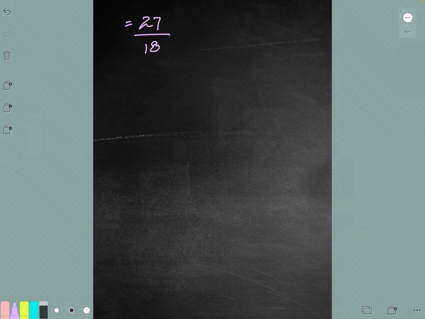And the question says reduce it to the lowest terms. So you can divide it by 9. 9 3s are 27, 9 2s are 18. This is your answer. Dear children, don't do this in the notebooks.